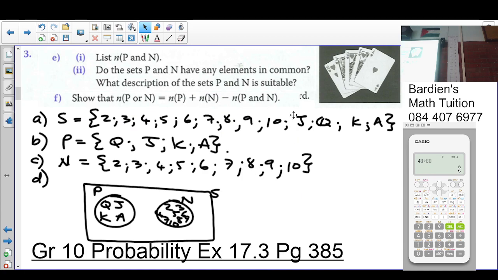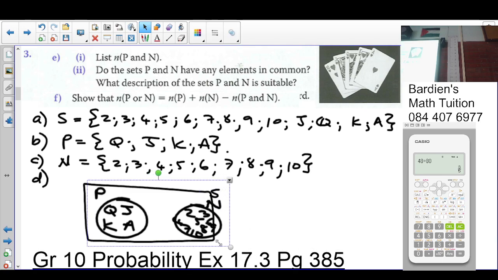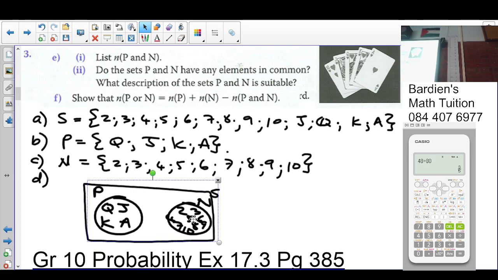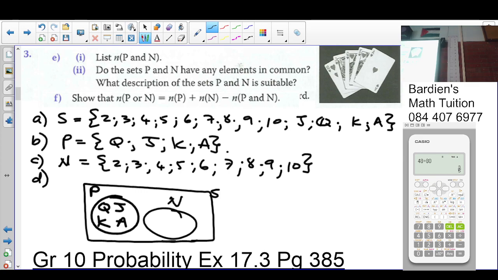Alright, next question. So for E, they want to know list the number in A and N. That's going to make this a bit bigger. I'm going to redraw that subset in, because as you can see, there's a couple of questions to follow. So that was 2, 3, 4, 5, 6, 7, 8, 9, and 10.